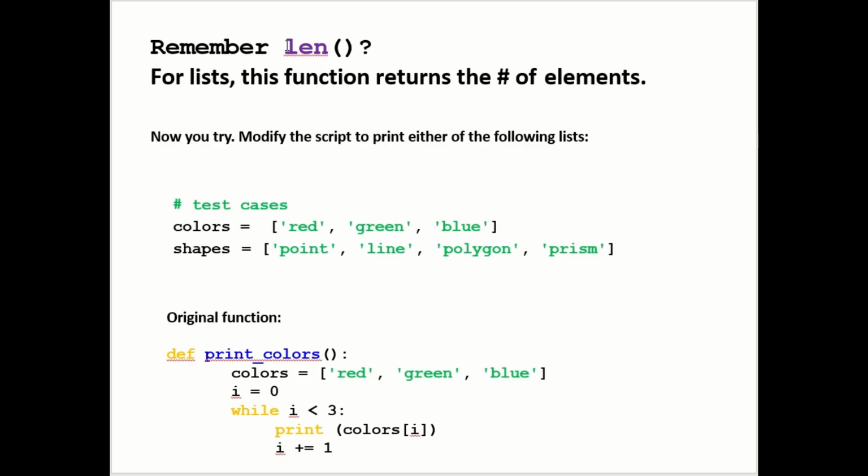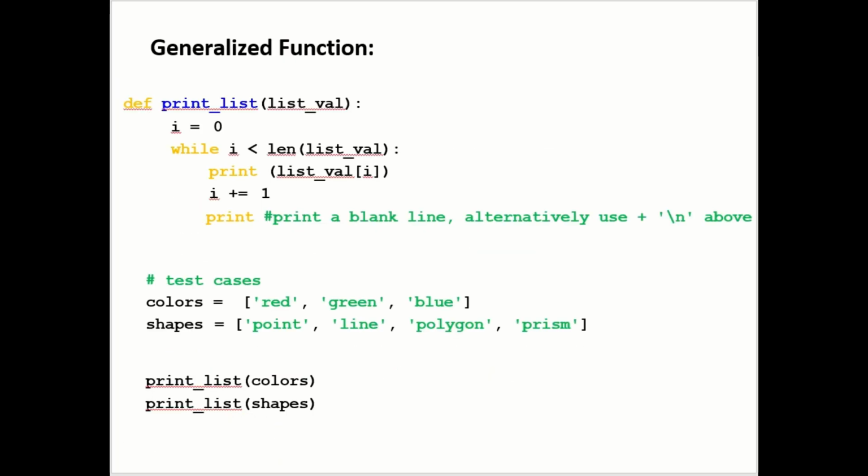Now the length function, len, can be used on lists to tell you how long they are, how many elements they contain. So in this case, we've got colors and shapes. Our original function, this is from the last slide, prints the colors one at a time. This is the condition, i less than 3. We can generalize this function to take a list as an argument.